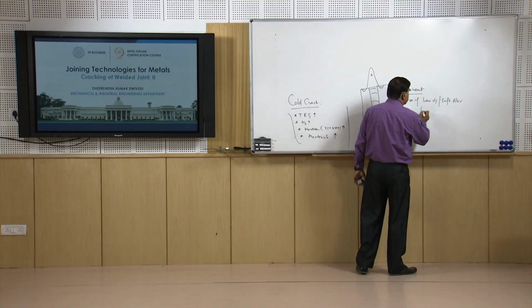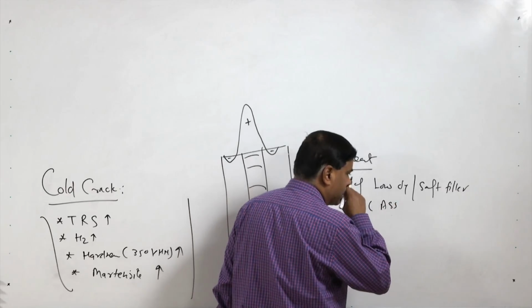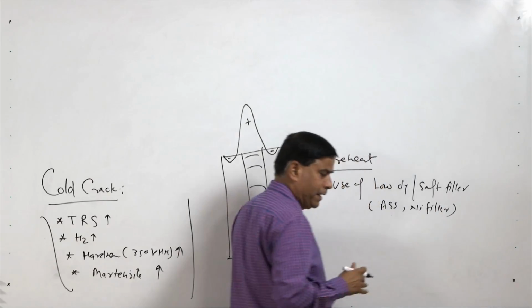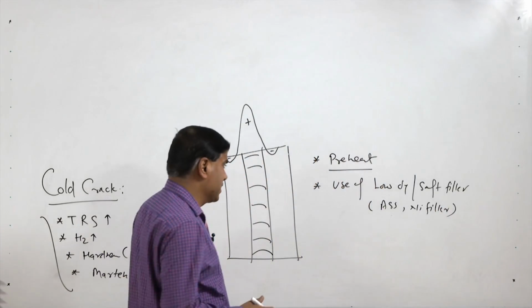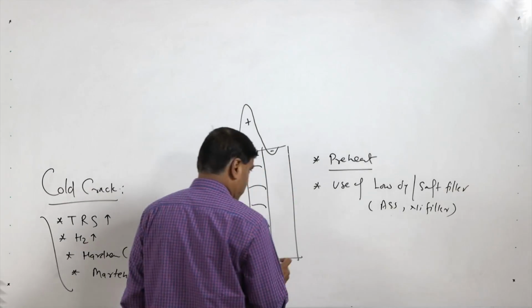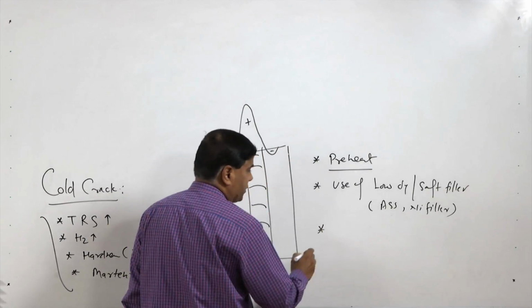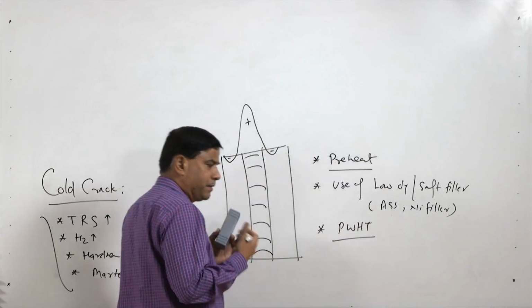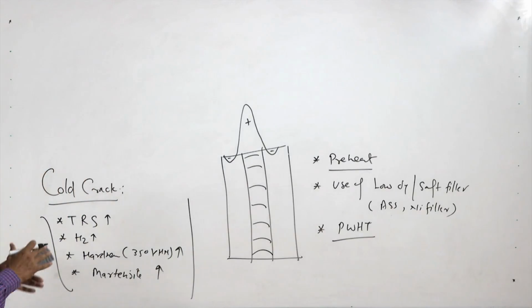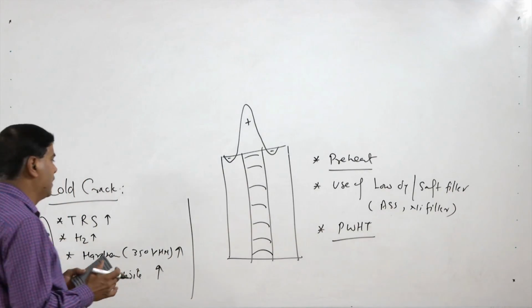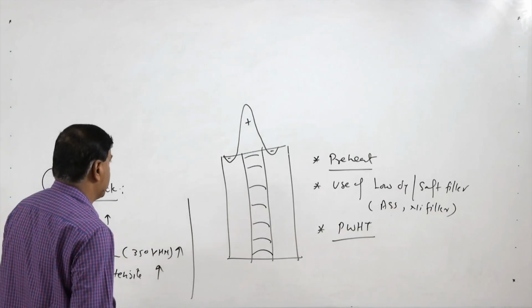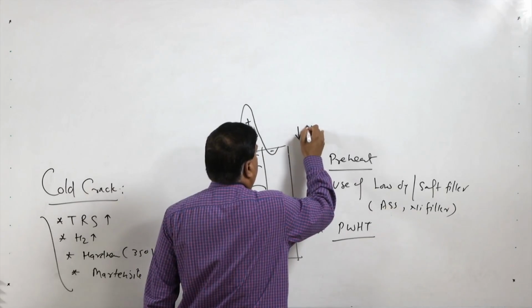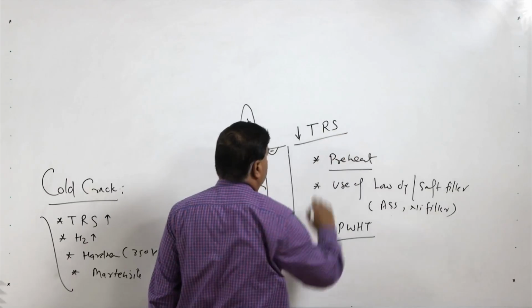Say in case of the steels, mainly the austenitic stainless steel filler or the nickel fillers are commonly used, because they are somewhat more ductile and are of lower yield strength. So, that helps in reducing the residual stresses, and if possible go for the PWHT or post weld heat treatment, so that whatever residual stresses have been set in can be eliminated or reduced.